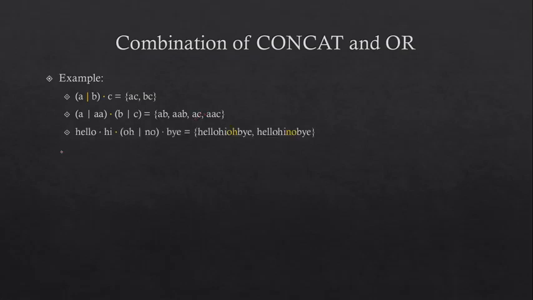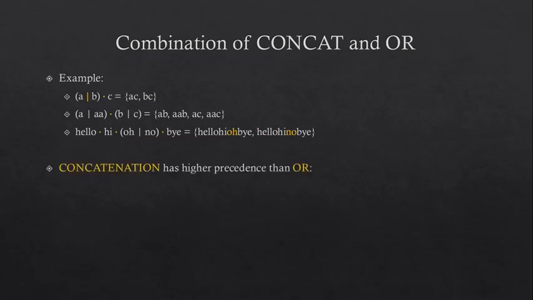Similarly, if we have this, so all four things are being concatenated. On the third string, we can take either OH or NO. So that will give us two strings. If we take OH, we get this string. If we take NO, we get this string.